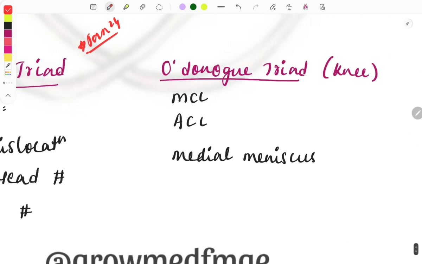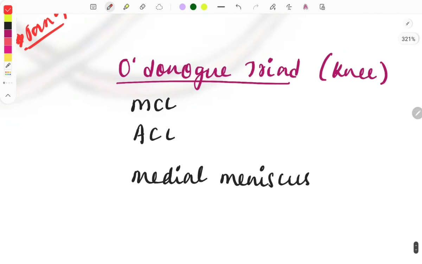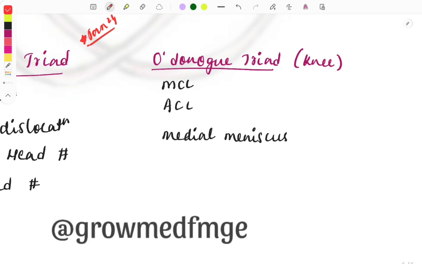Then the O'Donoghue's triad, so it is a triad for the knee, so the terrible triad of the knee, and there will be injury to the MCL, ACL, and the medial meniscus. Okay, so these things are involved in case of this O'Donoghue triad.